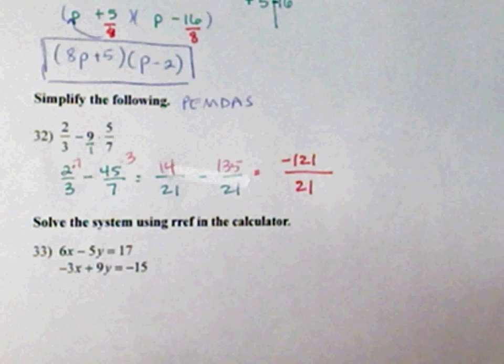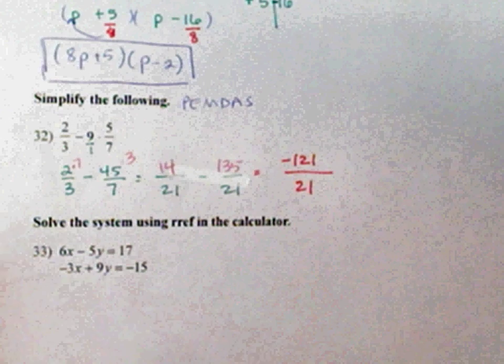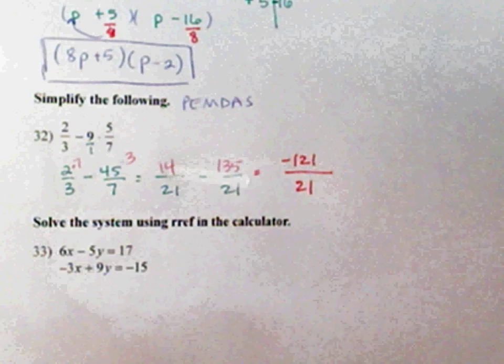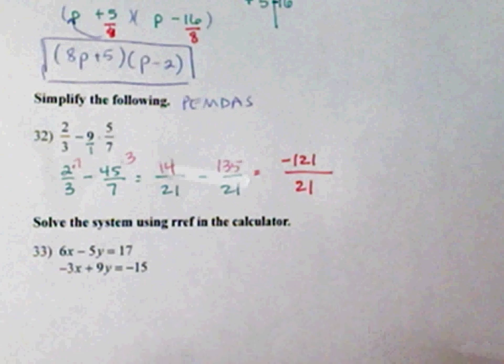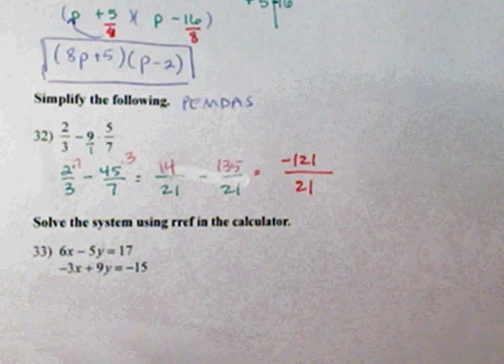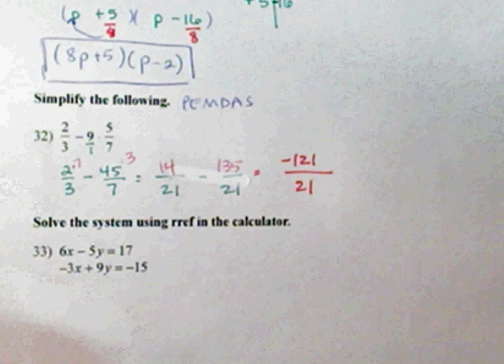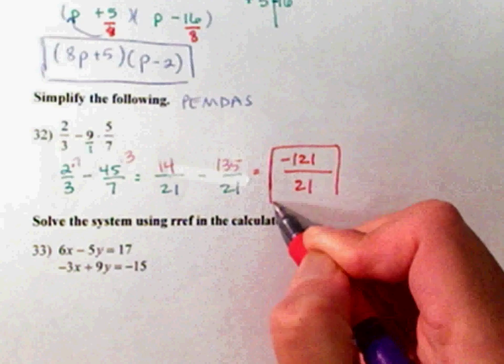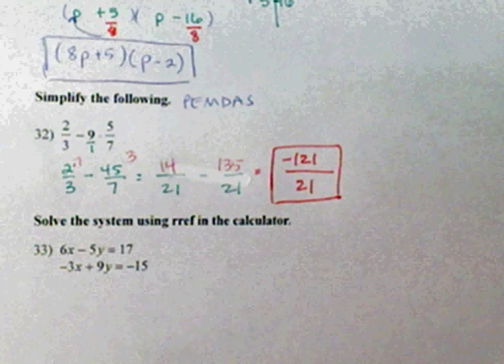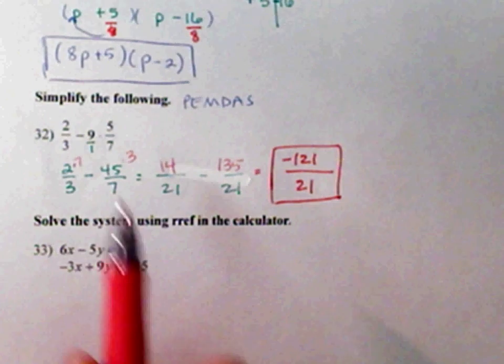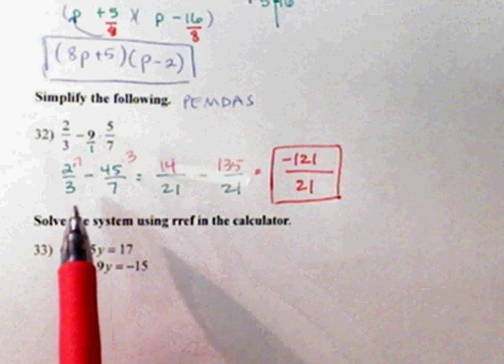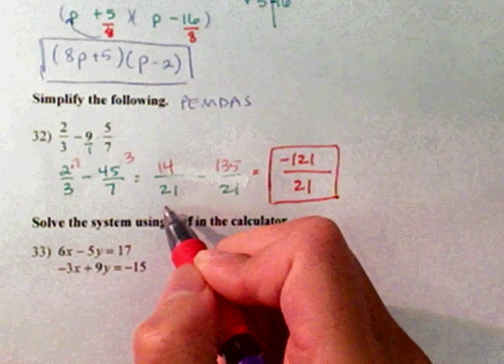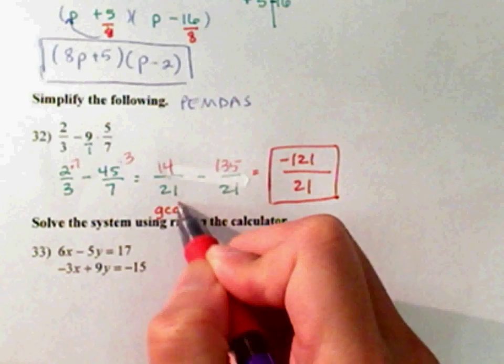See if there's any number that goes into both of them. What if I divide each of them by 3? That didn't work. What if I divide them by 7? That doesn't work. So this is as small as you can. That is you showing your work. You're just simplifying. Multiply first before you add or subtract. You have to have a common denominator. Okay?